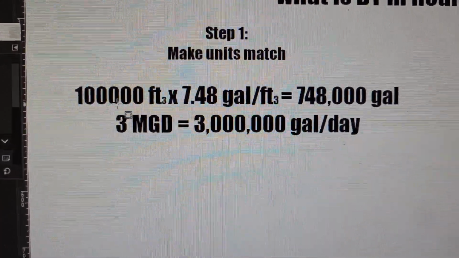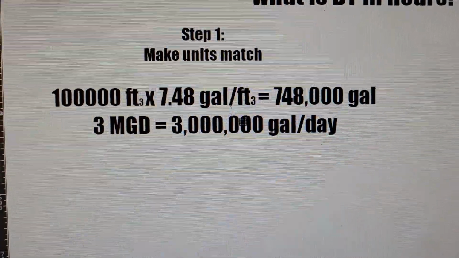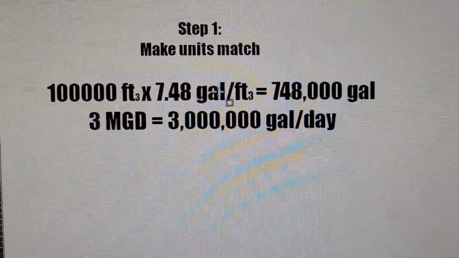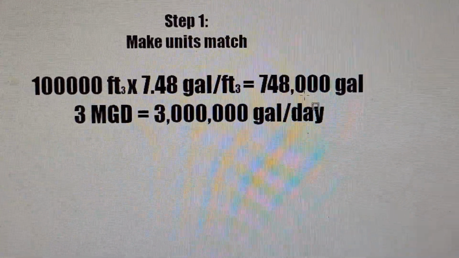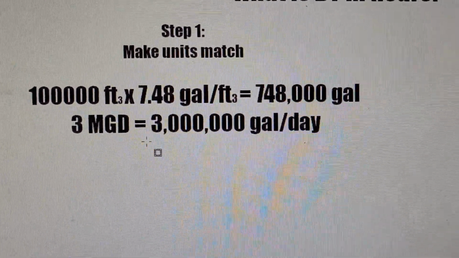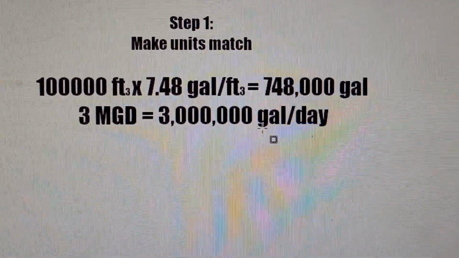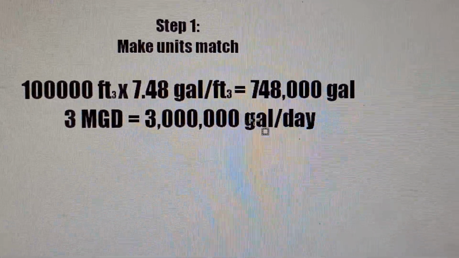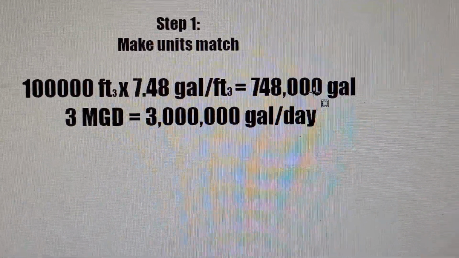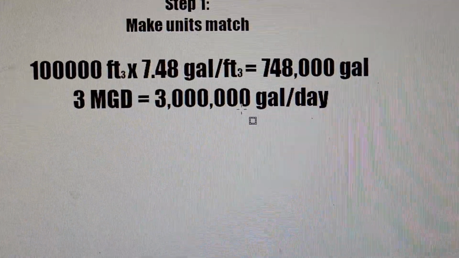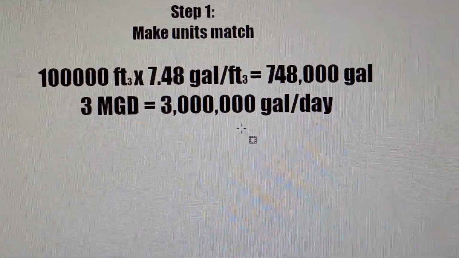You can see here I got that 7.48 number that I was talking about. You're going to times that by your cubic foot, and it's going to give you this many gallons. And then your 3 million gallons per day, you're just going to write that out as 3 million. This way you don't forget it later when you're doing your math. You don't want to screw this up, because if you do not make this conversion, your number will be 1 million times higher than it should be.